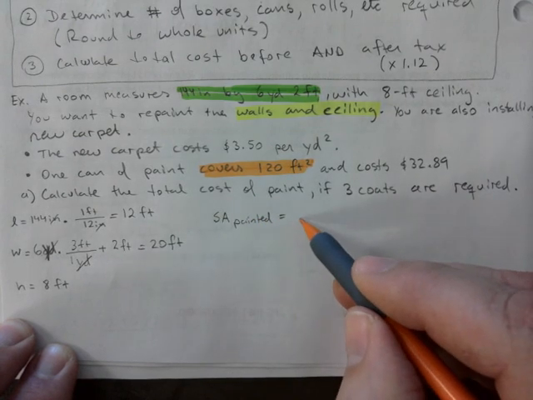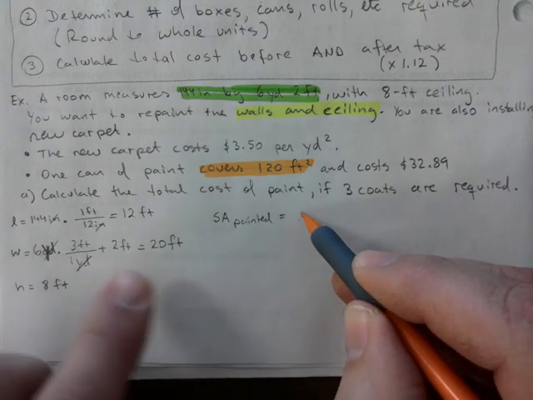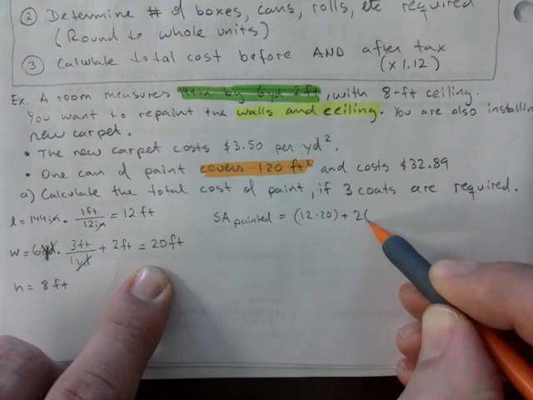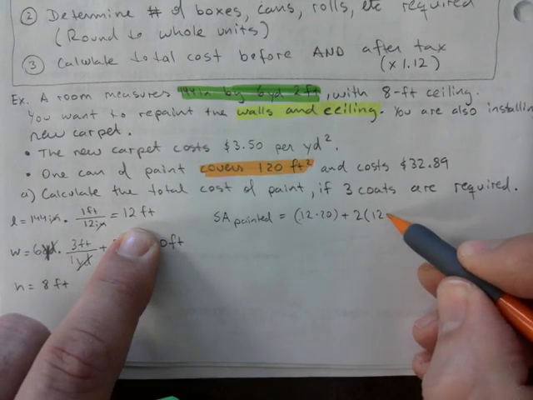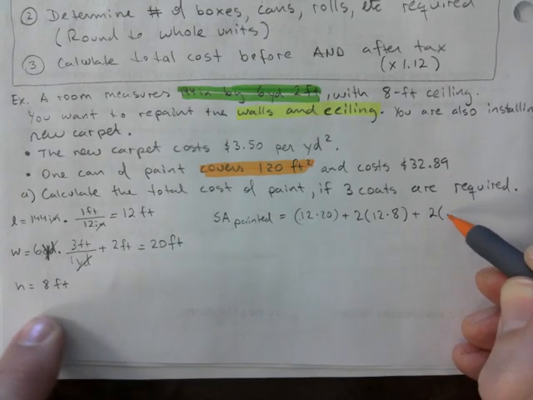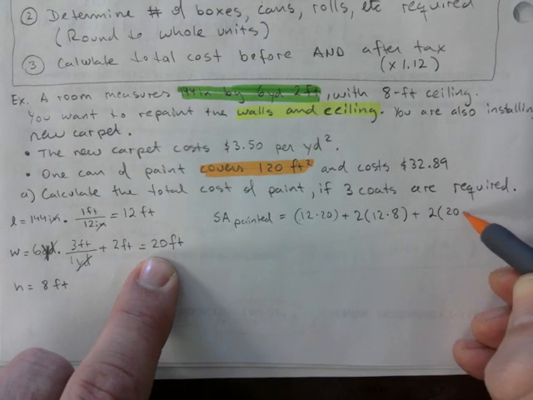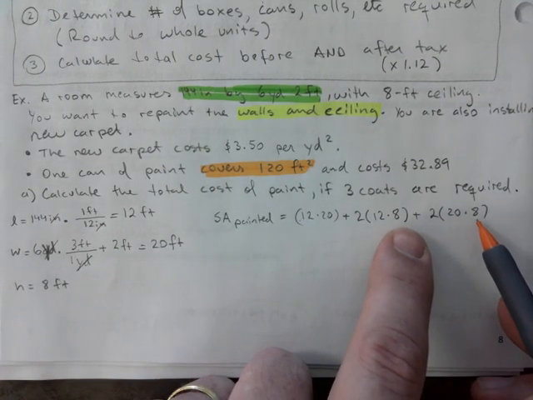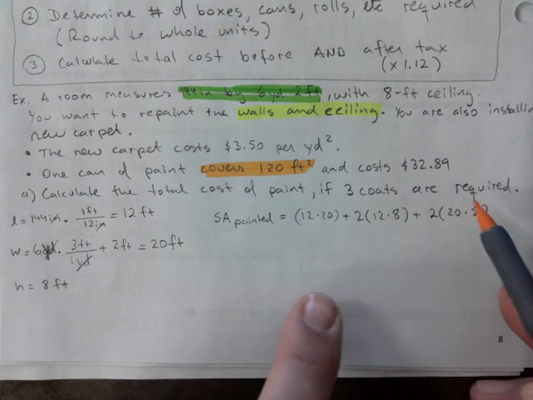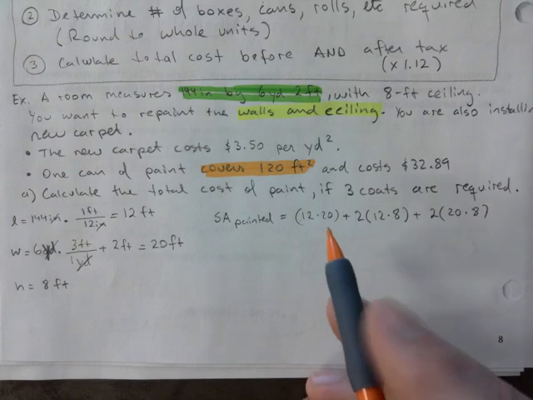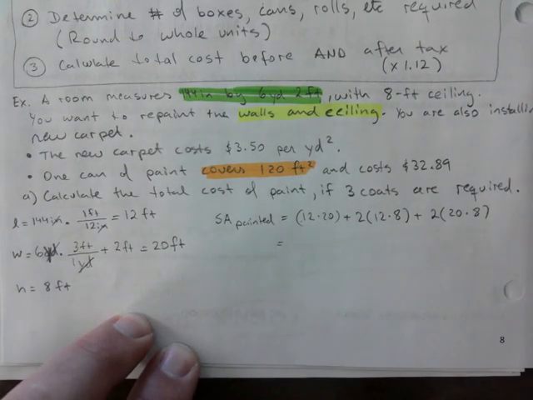We're going to go length times width, which is 12 times 20, plus 2 times length times height, plus 2 times width times height, 20 times 8. Remember, the height shows up twice in this. So this would be the 4 walls, and this is your ceiling, right? So let's do some calculating there.